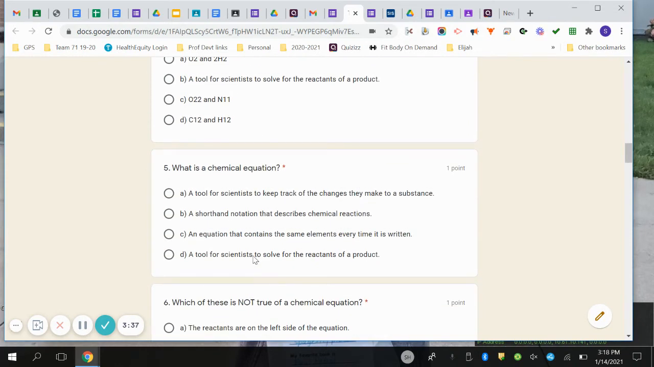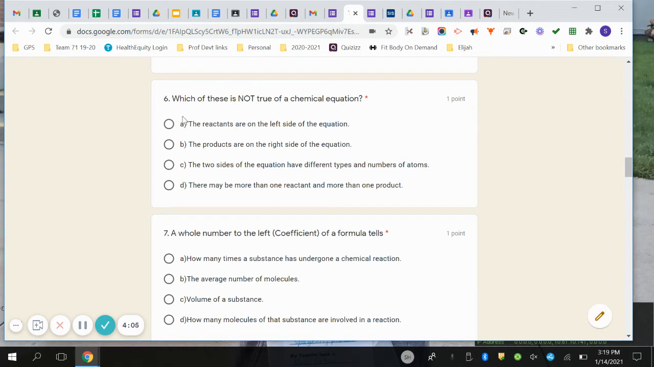Number 5, what is a chemical reaction? Is A, a tool for scientists to keep track of changes they make to a substance. B, a shorthand or a shortened notation or equation that describes chemical reactions. C, an equation that contains the same elements every time it is written. Or D, a tool for scientists to solve the reactants of a product.